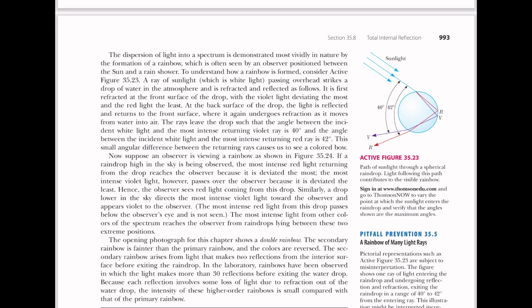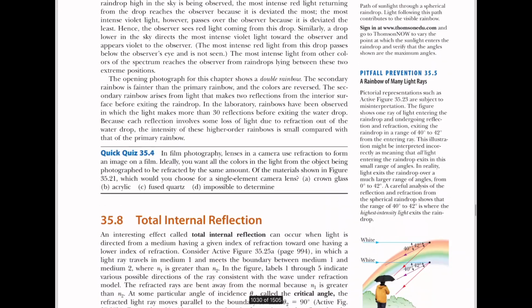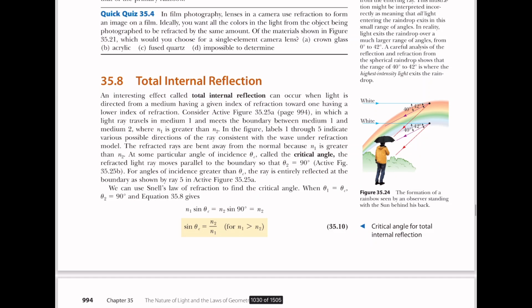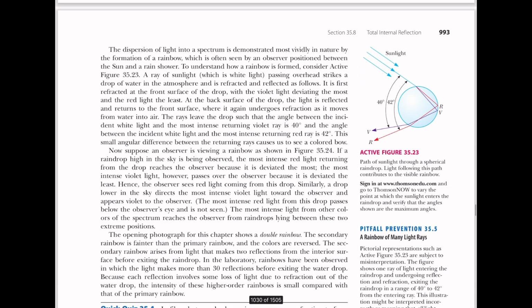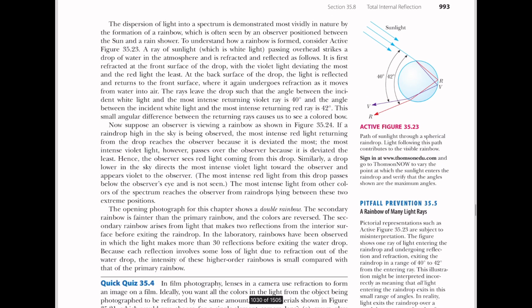Now suppose an observer is viewing the rainbow as shown in Figure 35.24. Let's peep Figure 35.24. It is this one here. The formation of a rainbow seen by an observer standing with the sun behind his back. Okay. Cool. I guess they're showing us kind of the same thing as here, but a larger view.